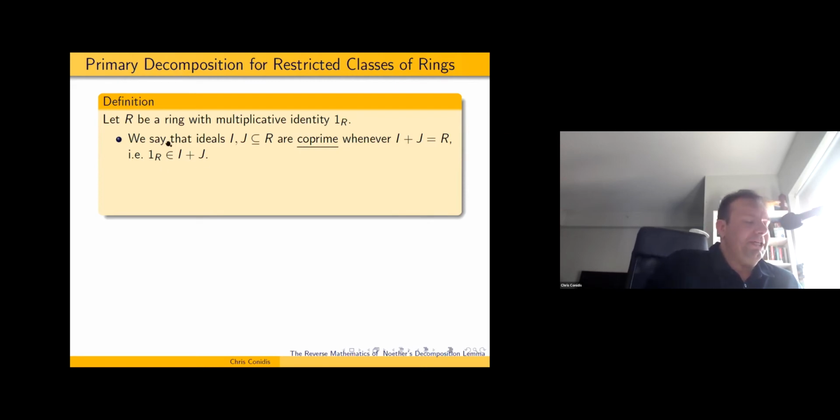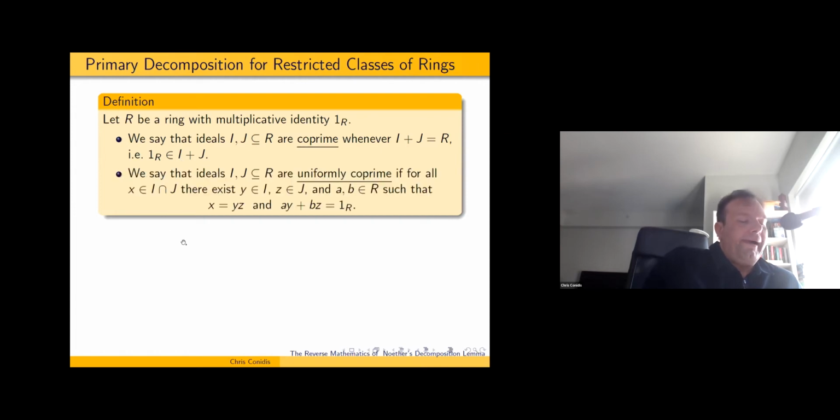Now I want to introduce a little bit of algebraic terminology. We say that two ideals are coprime whenever their sum is the whole ring, right? This means that you can find an element of one and an element of the other ideal that sum to the identity element. So that's what it means for two ideals to be coprime.